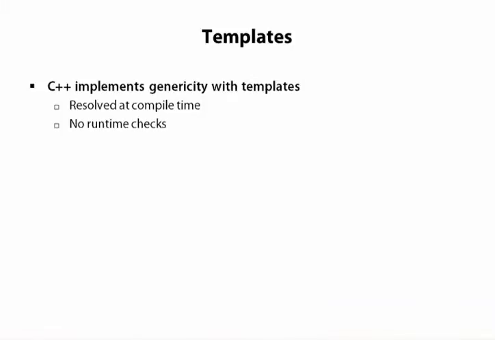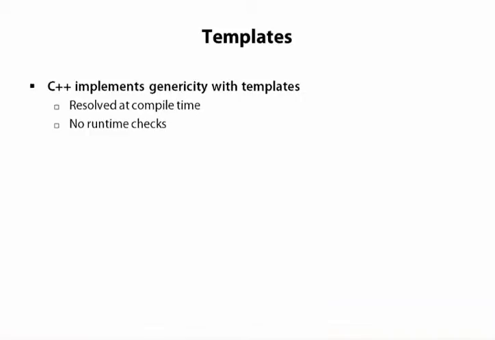Templates are the way that C++ implements genericity. Genericity meaning that you write a piece of code once and it can be used in a variety of contexts. There are generics in C# and in Java, as well as some other languages, different names for the same concept. However, templates are fundamentally different from just about everybody else's implementation. Templates are resolved at compile time, not at runtime.